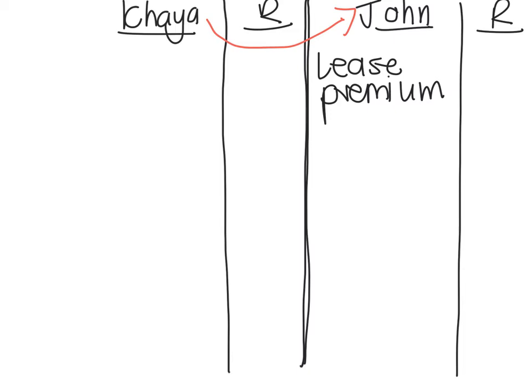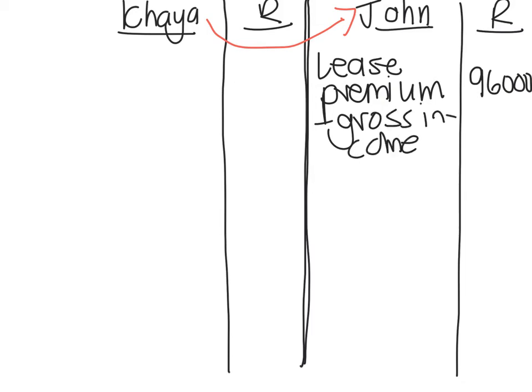He gets 96,000 Rand. We don't have to do anything with months, etc., because the total amount received by or accrued to him during the year of assessment, and in this case, irrespective of whether you think it's capital in nature or not, will be included in John's gross income. So there's my reason. The lease premium is gross income for John.